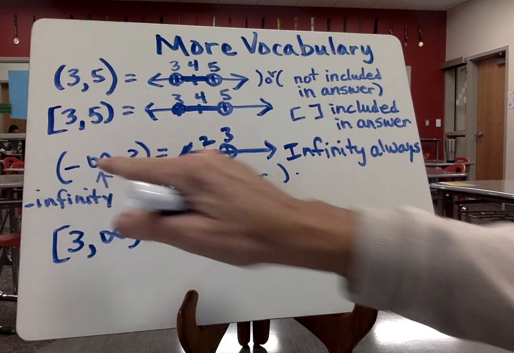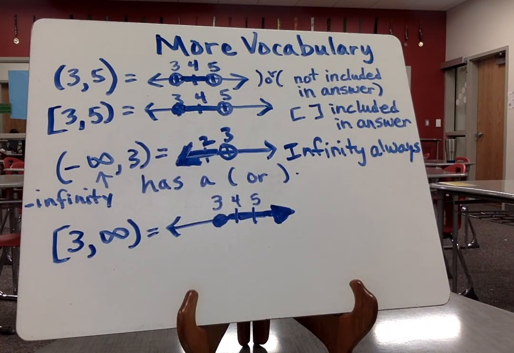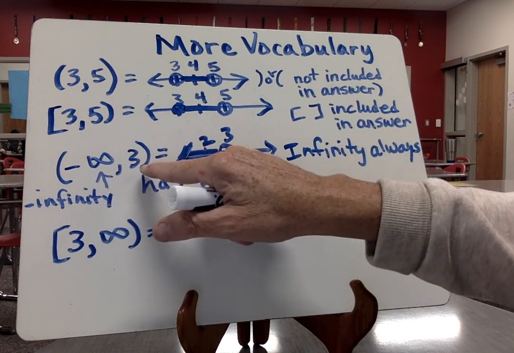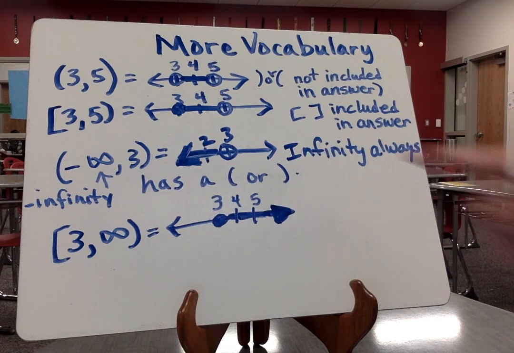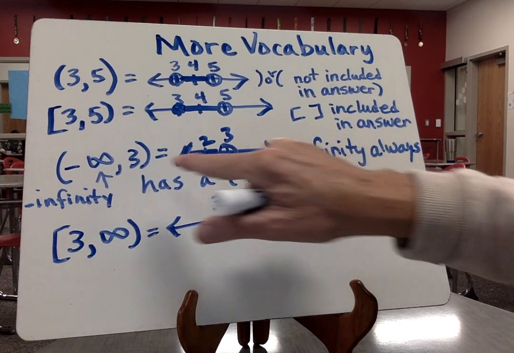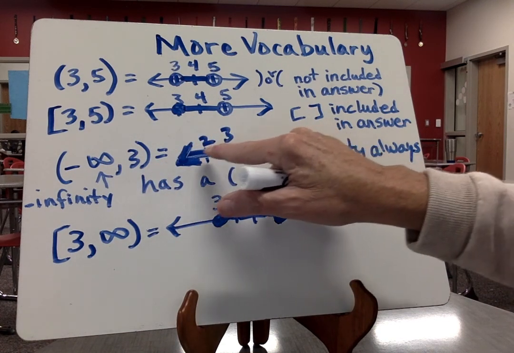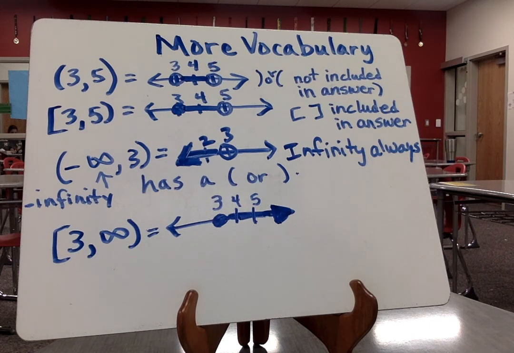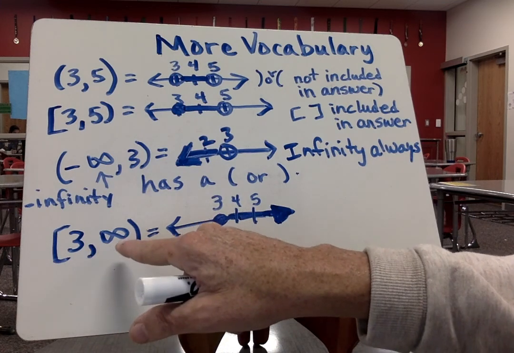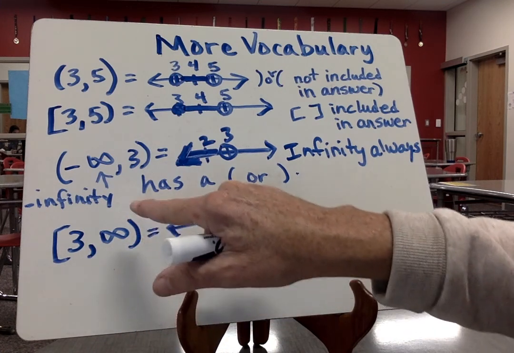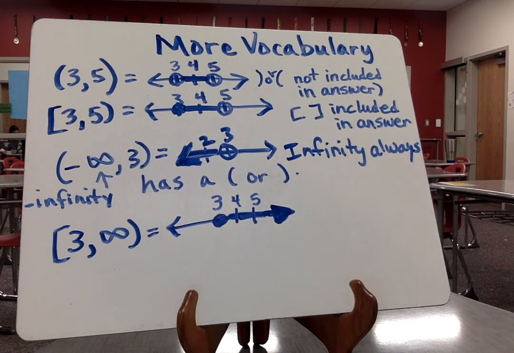We next have negative infinity, 3. This sideways 8 is infinity, which means it goes on forever to the left, to 3. And infinity always has the round parentheses. Now, 3 is not included because it's a round parenthesis right here, so it goes all the way down this way. Now, here, 3 has a bracket, so we're going to include 3, and it's going to go up through infinity. And infinity, again, has the parenthesis. So that goes from 3 on to infinity forever.